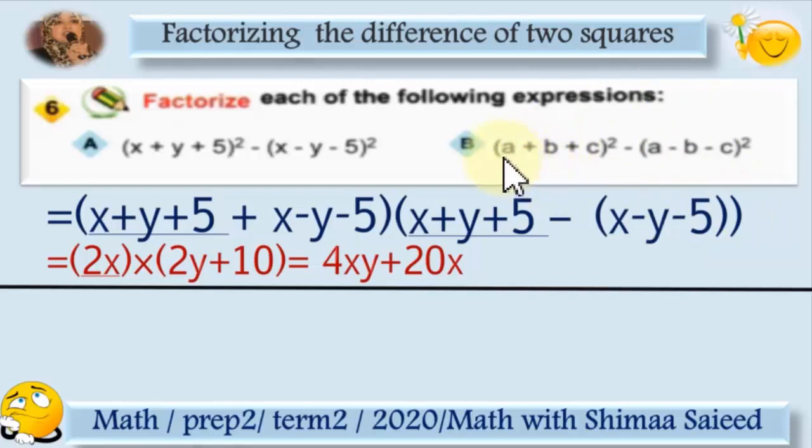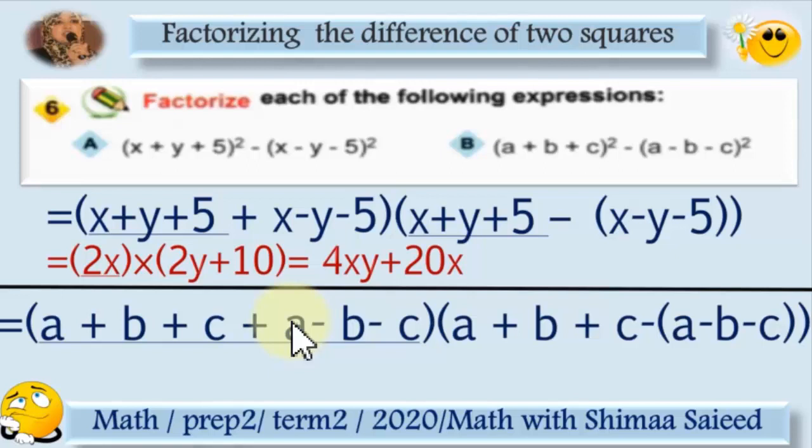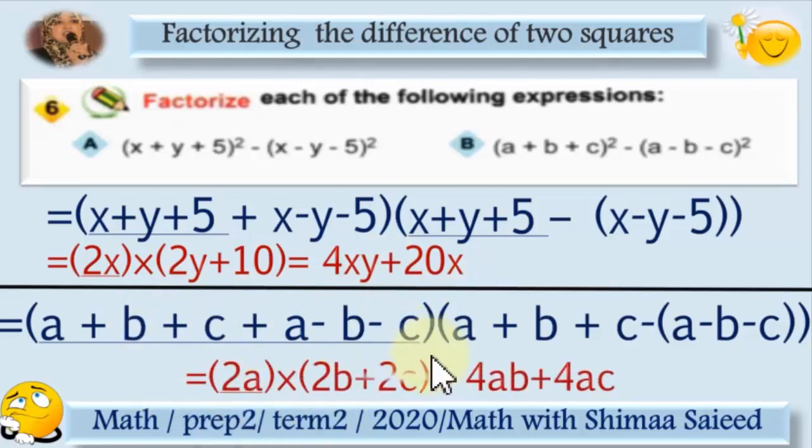The second question is a plus b plus c all power 2 minus a minus b minus c all power 2. Okay, we can use factorizing the difference of two squares. Write a plus b plus c here and a plus b plus c here, both positive sign and negative sign. Write the second term, which is a minus b minus c, and write it between two brackets here because it will multiply by negative sign. Now we have a plus a equals 2a, b negative b cancelled, c negative c cancelled, so 2a times a plus b plus c negative a plus b plus c, which is 2b plus 2c. 2a times 2b equals 4ab. 2a times 2c equals 4ac.